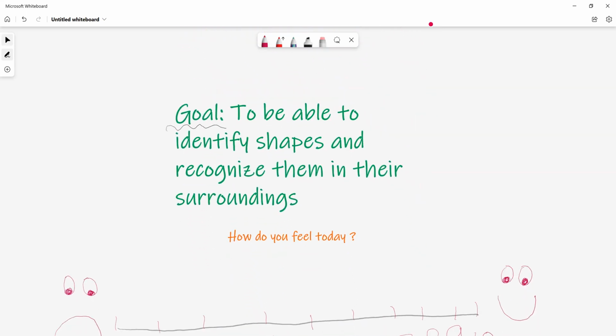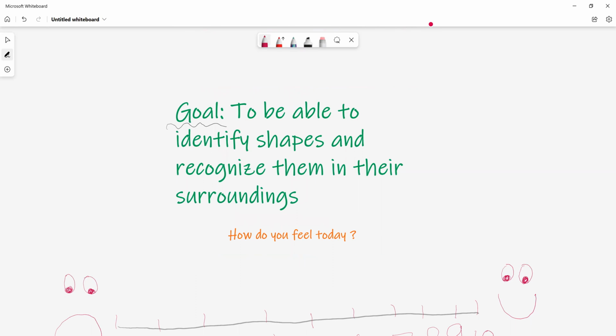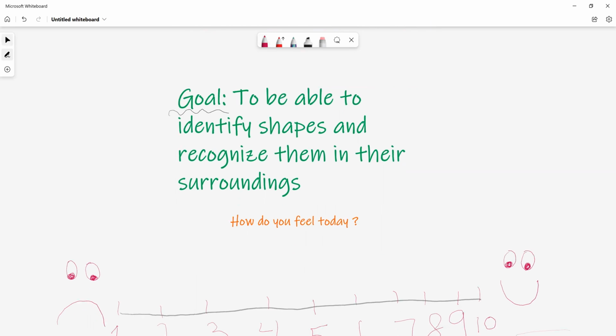Now, our goal is to be able to identify shapes and recognize them in our surroundings, okay? There are many shapes all around us, in our classroom, in your playground, your toys, and your food. Okay, we will practice that.